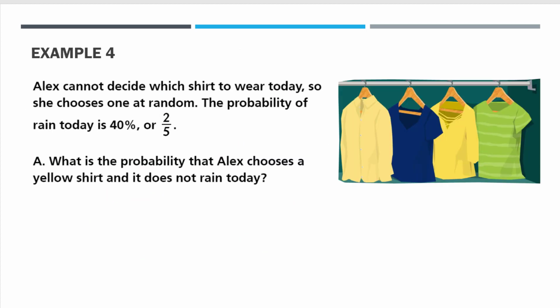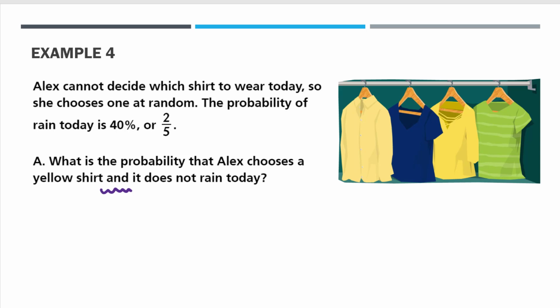Example 4. Alex cannot decide which shirt to wear today, so she chooses one at random. The probability of rain is 40% or 2/5. So we're talking about a shirt and we're talking about rain. What is the probability that Alex chooses a yellow shirt and, see that word and, it does not rain?